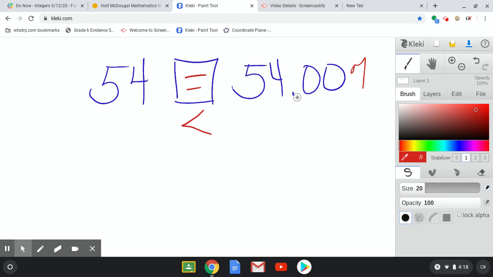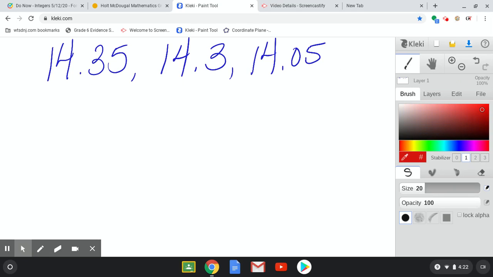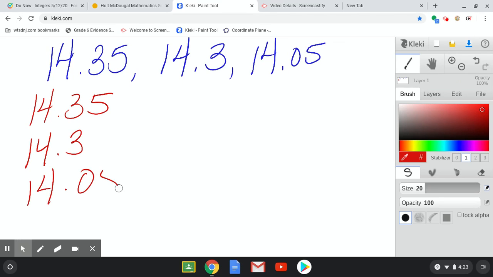So again, I'm going to compare starting all the way to the left. I have 1 ten, 1 ten, 1 ten. Can't tell which is the smallest. 4 ones, 4 ones, and 4 ones, still can't tell. 3 tenths, 3 tenths, 0 tenths. Well, 0 is smaller, so that's going to be my smallest number. So now I have to move over to the next place value. 5 hundredths, and I don't have anything here, so technically that would be a 0. So 0 is smaller than 5, so that means this is going to be my second number, and then this is my largest number, okay?